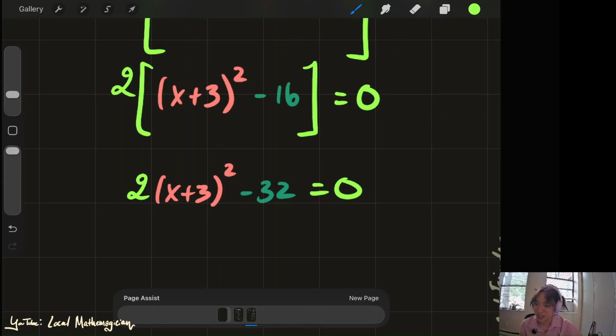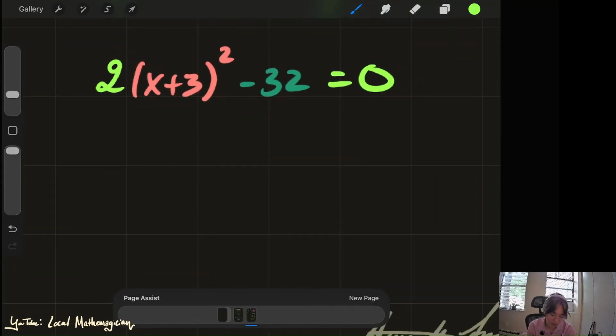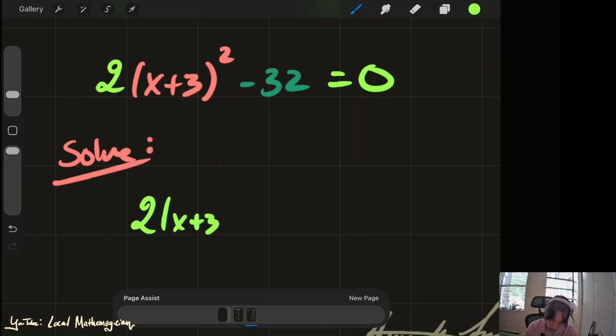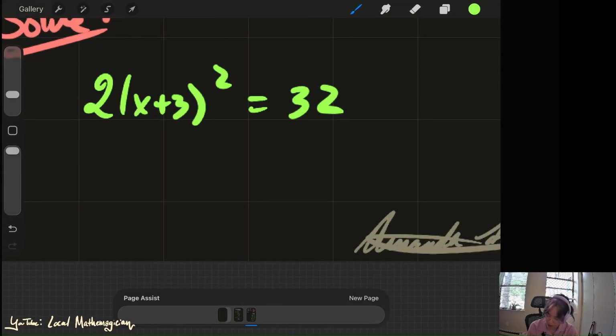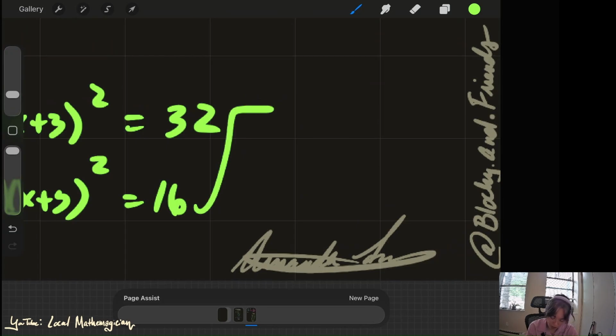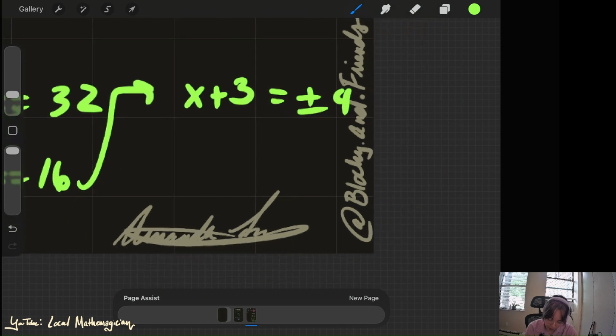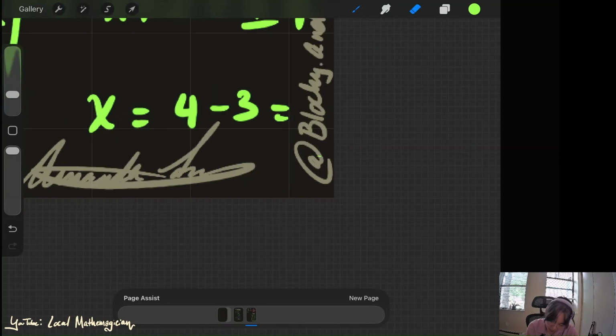And if you were to finish completing the square and solve for all your bits and pieces, you'll find 2 times x plus 3 squared is equal to positive 32. You divide by 2 on both sides. x plus 3 squared is equal to 16. Square root both sides. x plus 3 is equal to positive or negative 4. x is equal to 4 minus 3, positive 1. And you also get negative 4 minus 3, which is equal to negative 7.